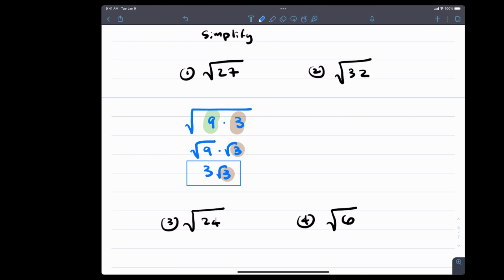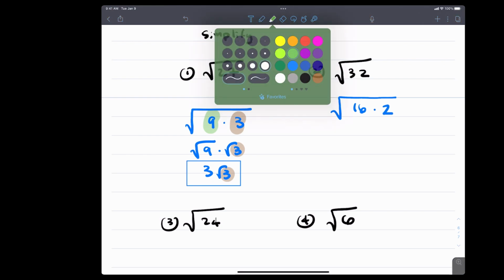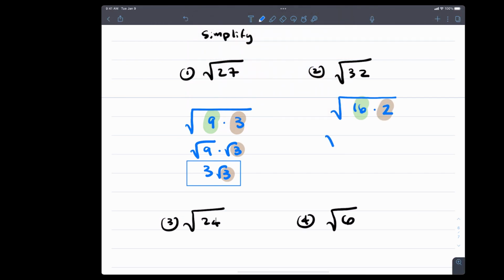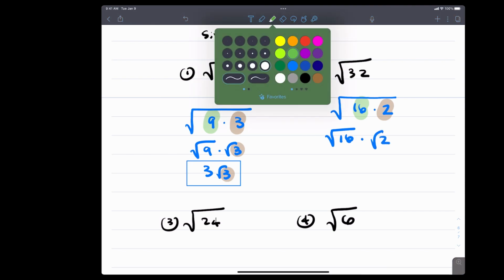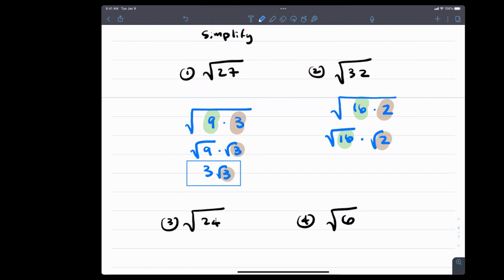The next one might be hard, right? Give me the largest. It has to be the largest perfect square that goes into 32. I think you're right. 16. What was the quotient? Outstanding, ladies and gentlemen. It is 16, and the quotient is 2. Good job. Square root of 16 times the square root of 2. What's the square root of 16? 4 times the square root of 2. And there it is.